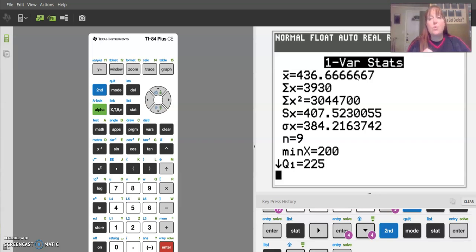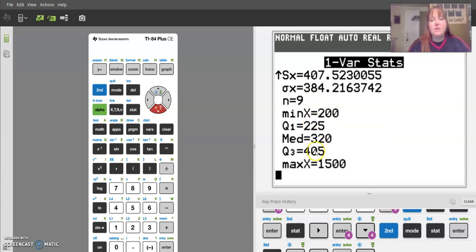$436.67. So we could actually say the average person spends $436.67. At least that's what we would have said before, right? And let's figure out if that's actually true. So this is the mean. Here's our standard deviation. We're going to be using our population standard deviation, so that's 384. Our 5-number summary is down here: we've got minimum, quartile 1, median, quartile 3, and maximum.